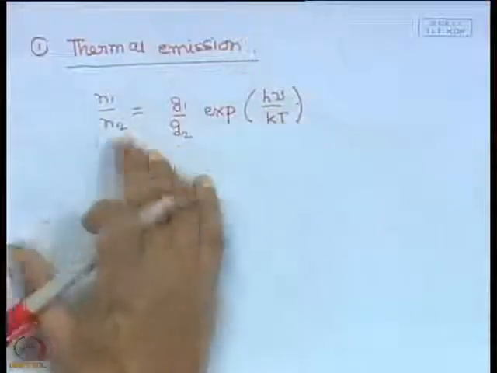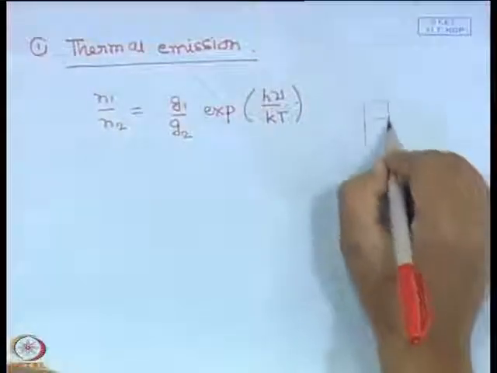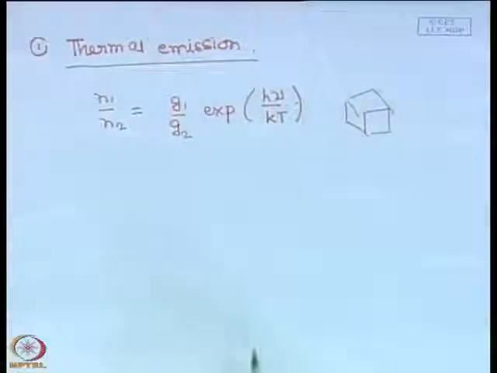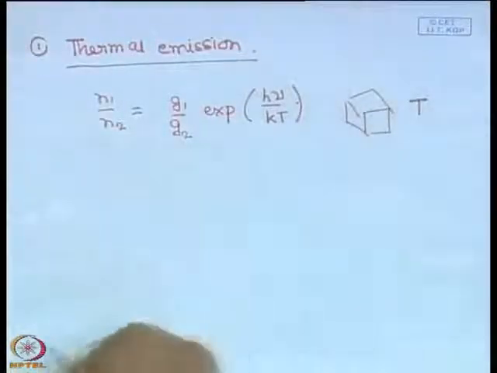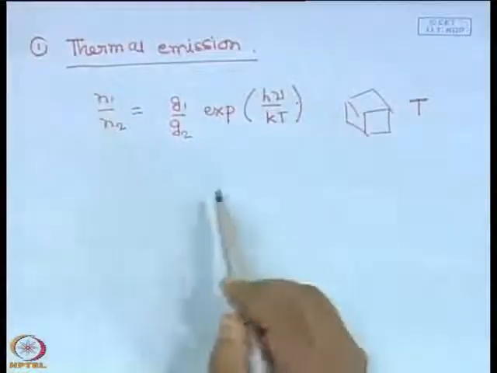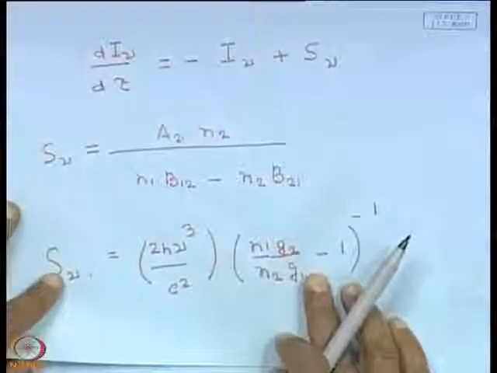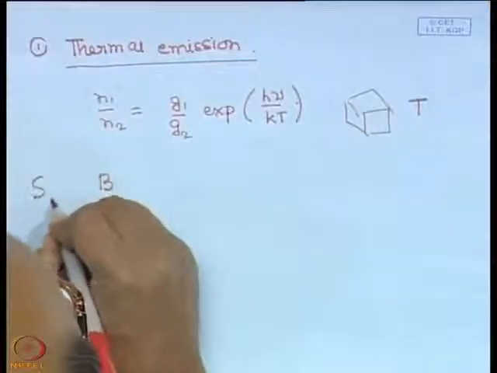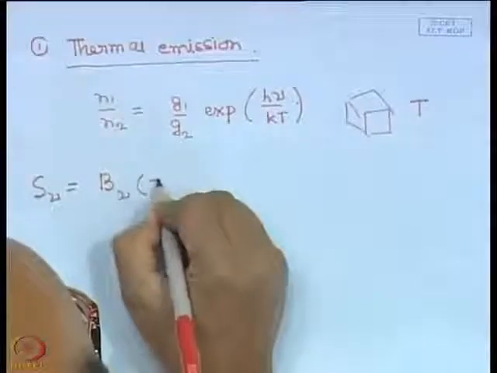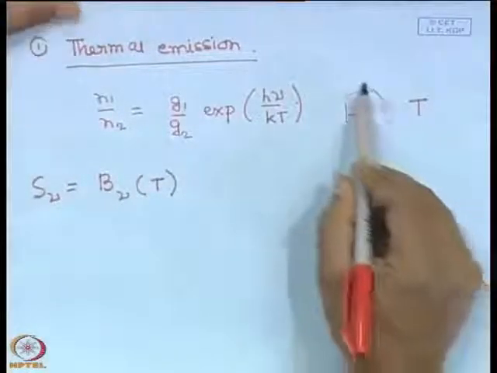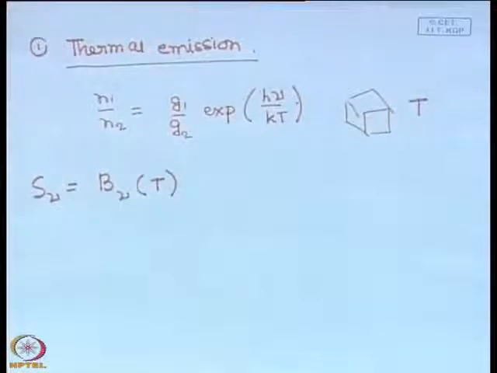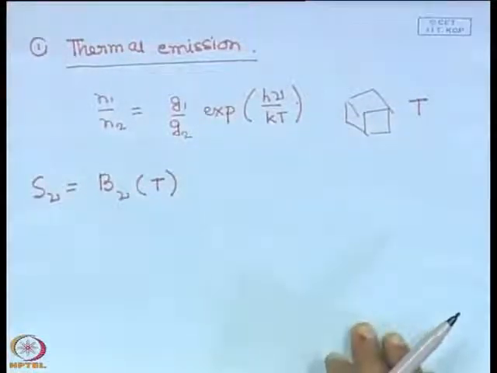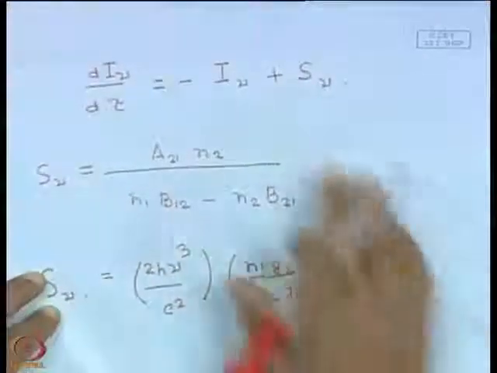So, this is some material containing some atoms, and we are interested in two levels of this atom. If this is in thermal equilibrium at a temperature T, then the ratio N1 by N2 is given by this, and the source function is then the Planck function corresponding to the temperature of the medium.